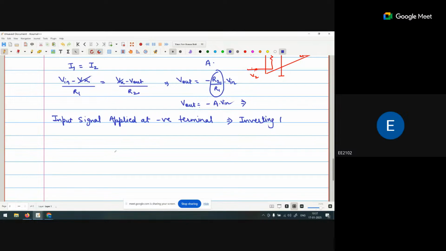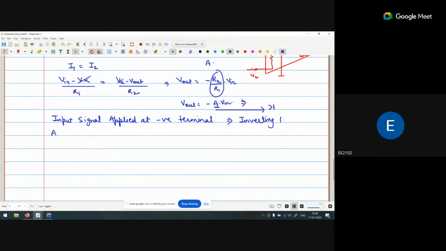Okay, and if A is the amplifier gain, if A is, for example, greater than 1, in most of the cases the value of A is greater than 1, but I am not considering what is the value of R2, what is the value of R1. I am considering that if A is greater than 1, the output voltage is increased as compared to the Vin. So I can say my output voltage is the amplified version of the input voltage with negative sign.